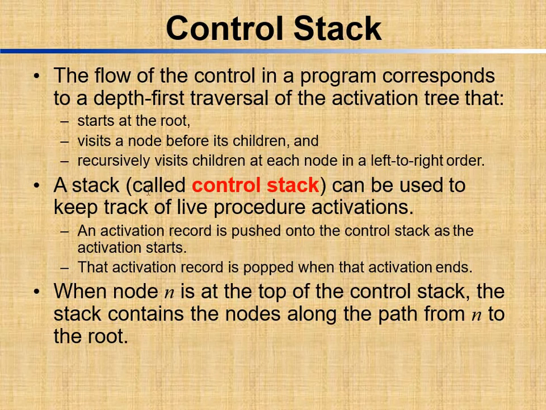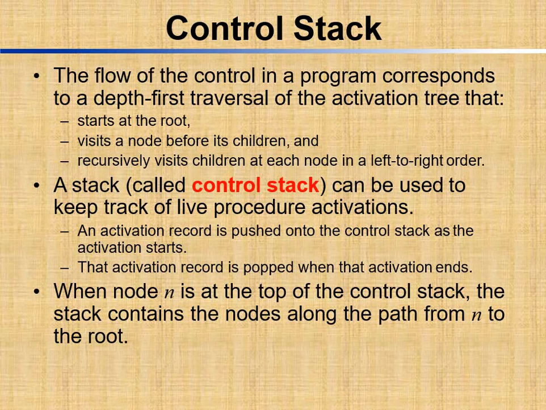Now here is a stack. This control stack can be used to keep track of live procedure activations. An activation record is pushed onto the control stack as the activation starts. The activation record is popped when the activation ends. And when node n is at the top of the control stack, the stack contains the nodes along the path from n to the root. Like this we have seen in that example.